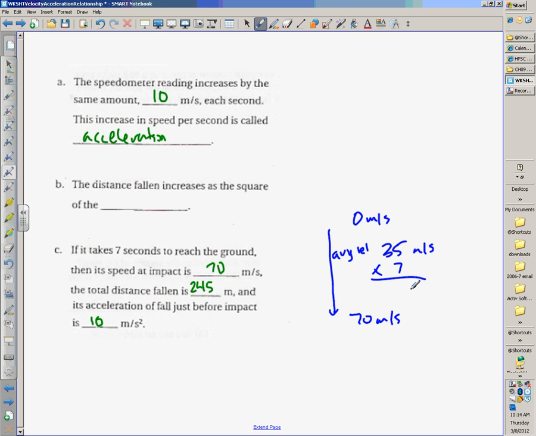Okay, so the acceleration just means the pattern keeps increasing by the same amount from the previous. Velocity keeps increasing by the same amount.